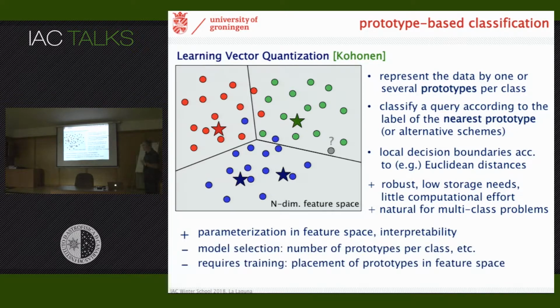Here it's very easy. The downsides, as in any machine learning, is that we have to do some model selection to some degree. So we have to decide how many prototypes we want to use per class. That's difficult to find out and justify, and requires validation procedures. And of course, as opposed to the KNN, the nearest neighbor classifier, we have to do some training here. How do we place the prototypes given our data?